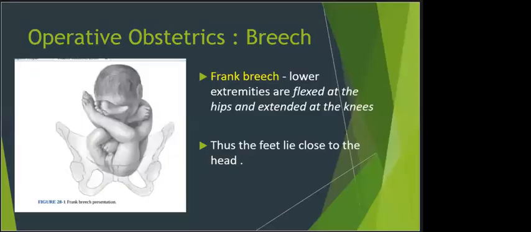So let us now discuss operative obstetrics. Let's start with the breech. We have different kinds of breech. We have a frank breech, wherein the lower extremities are flexed at the hips and extended at the knees. That is what we call a frank breech. Thus, the feet cannot be felt on the cervix. Instead, what we feel during internal examination are the ischial tuberosities and the fetal sacrum.